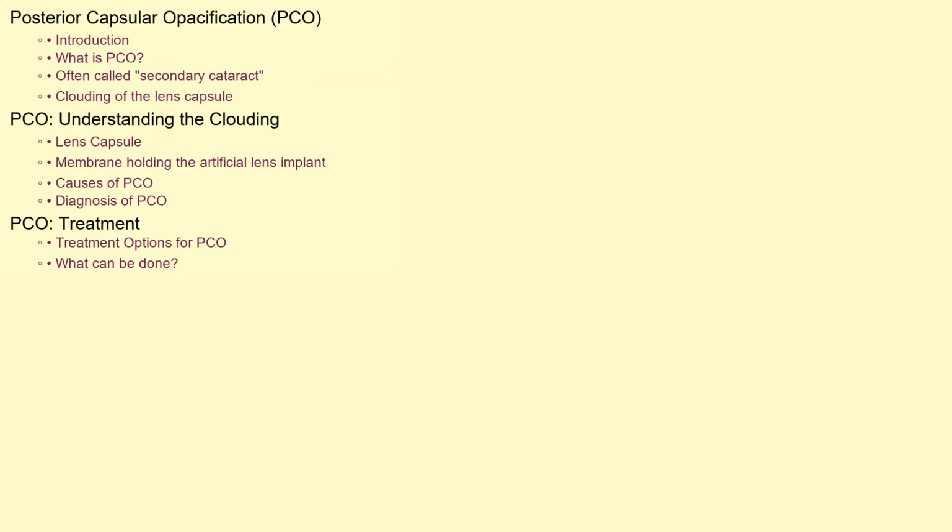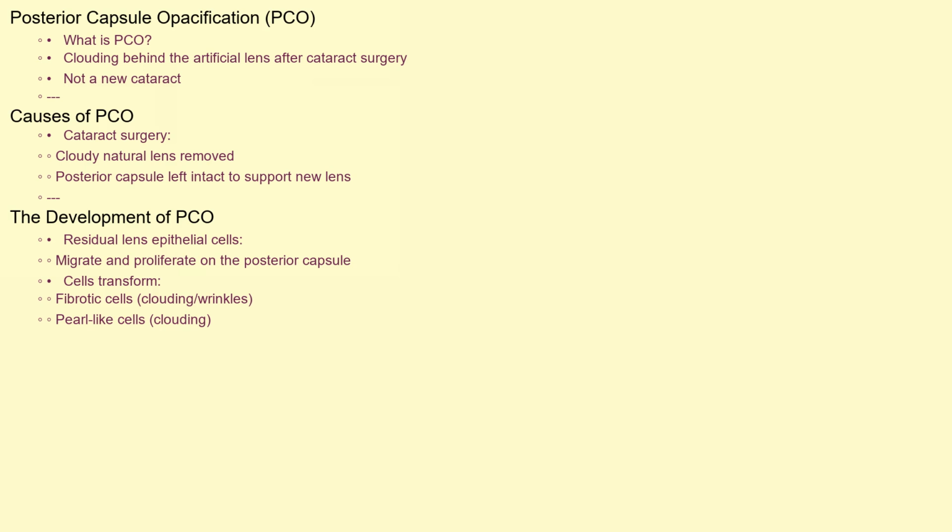Hello and welcome. Today we're diving into a common condition that can affect vision after cataract surgery: posterior capsular opacification, or PCO. Often referred to as a secondary cataract, PCO is a clouding of the lens capsule, the membrane that holds the artificial lens implant in place. Let's explore what causes it, how it's diagnosed, and what can be done about it.